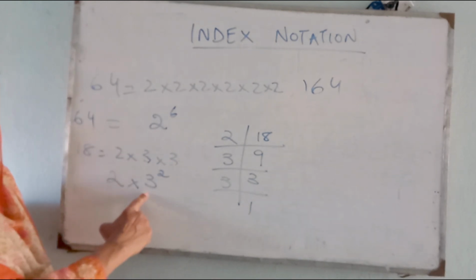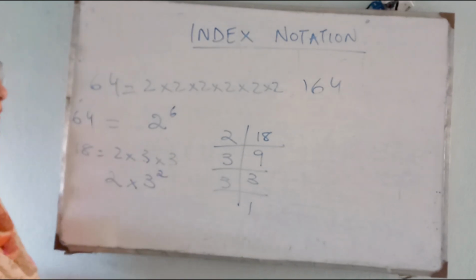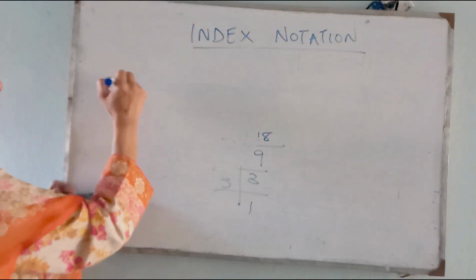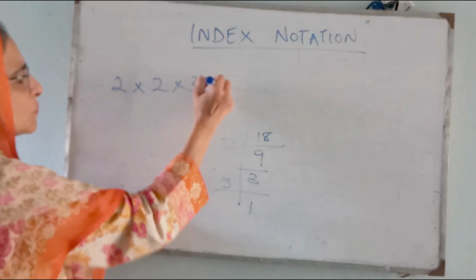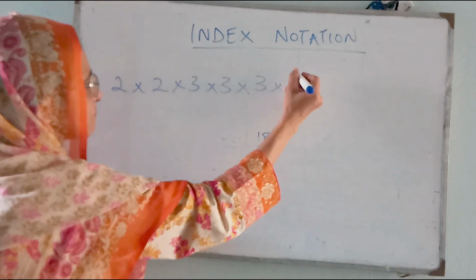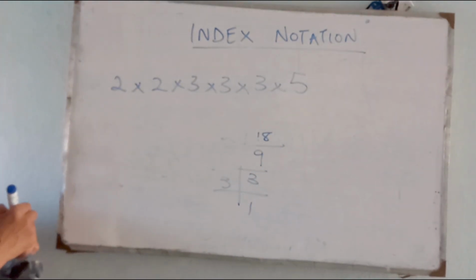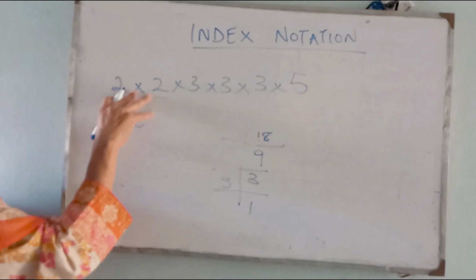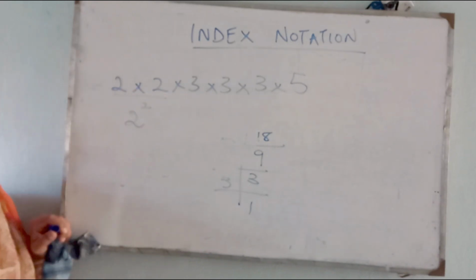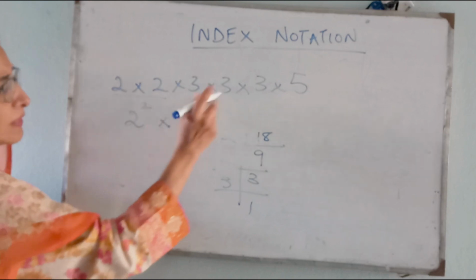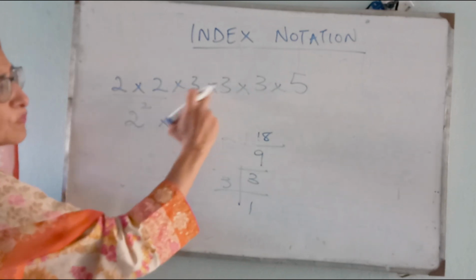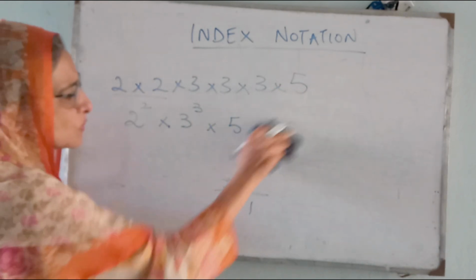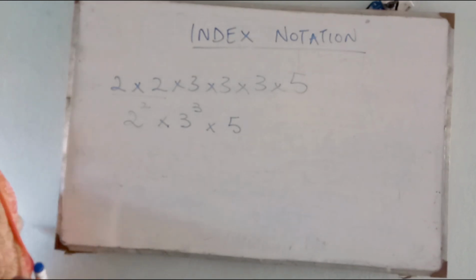Whenever we have the same base, we are going to write it once and add the powers for it. For example, if I have factors written in the form of 2 multiplied by 2 multiplied by 3 multiplied by 3 multiplied by 5. So I am going to see the base which is the same. This will be written once. And how many 2s do I have? So my power will be 2 square. Same base 3. So what will be my power? It will be 3 square, and this 5 is different, so this is going to come like this. This is called the index notation.